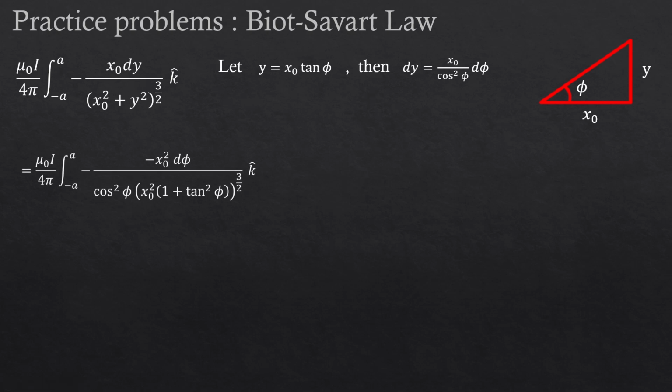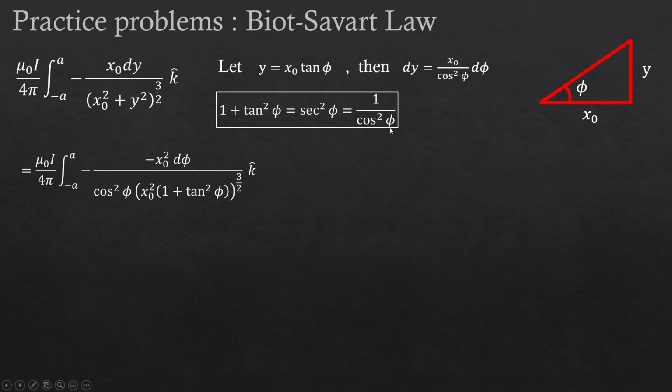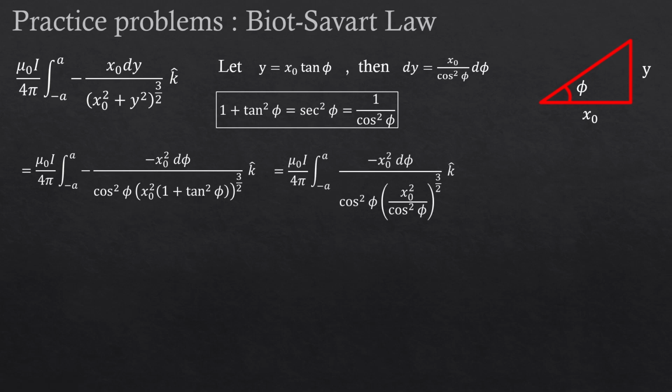We'll have this. You can check it. Now, 1 plus tangent phi squared, according to one of the trig identities, is 1 over cosine phi squared. You can search that up. So rewriting this, we have this. You can also check that. Now we have x naught squared over cosine phi squared to the power of 3 over 2, right? So we can expand this and get this.